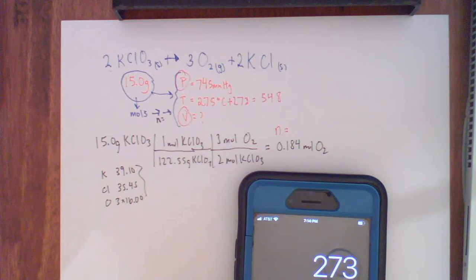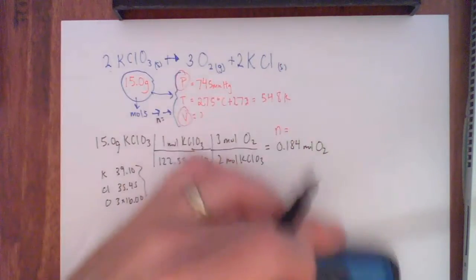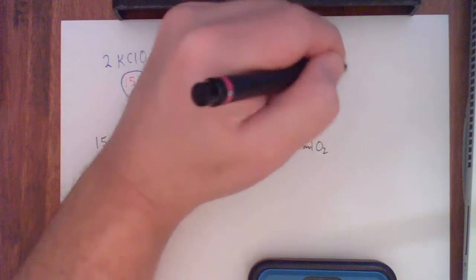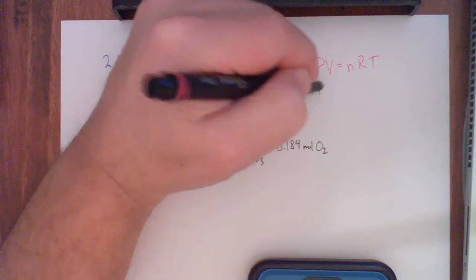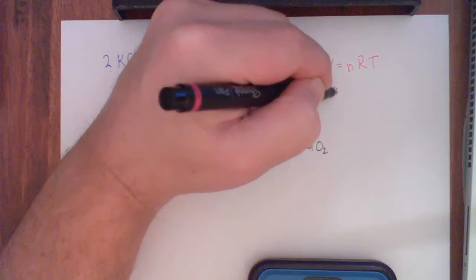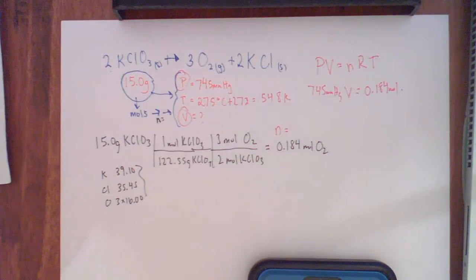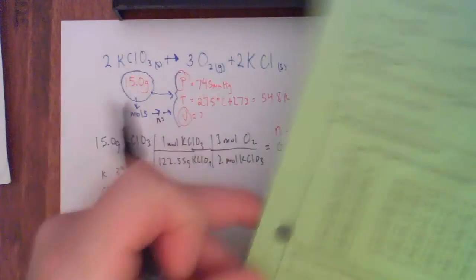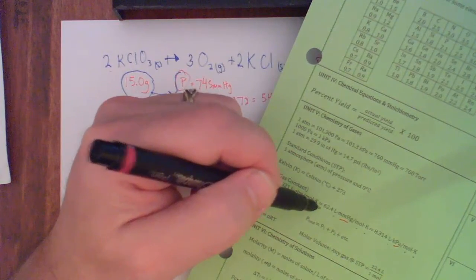273 plus 275, 548 Kelvin. Okay, so now we go into our PV equals nRT. We're looking for the liters, so I'm going to do my 745 millimeters of Hg. My V is what I'm looking for. My N is 0.184 moles. And my R, now this is where you have to go again back to your green sheet. Look for your R values. Okay, so I'm looking for an R value. It's that 62.4.